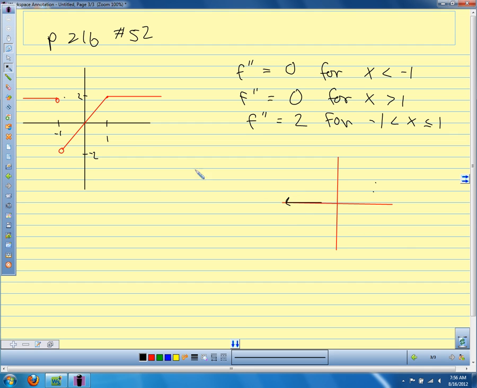And for x greater than 1, what do we have? Same flat line going the other way, right? So we have open points here. And then between negative 1 and 1, what do we have? So up here, and I made my lines a little long, but like so. So that'd be my graph of my second derivative.